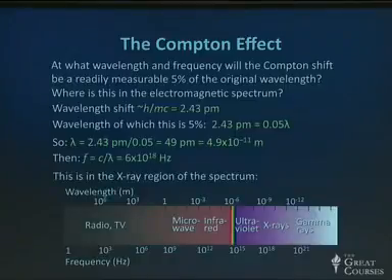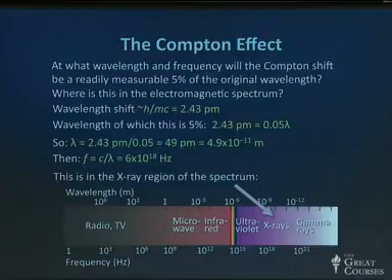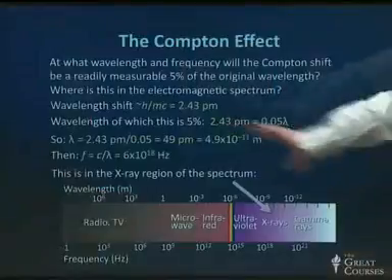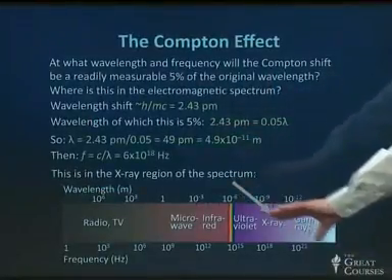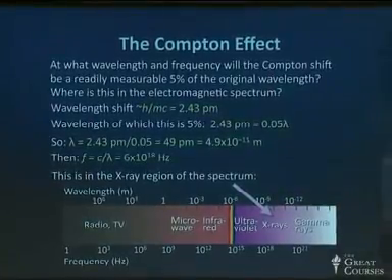And where is that? Well, here's our electromagnetic spectrum that we saw back in lecture 40. And if you look at where that lies, that frequency of 6 times 10 to the 18 hertz, or equivalently that wavelength of 49 picometers, it's well into the X-ray region. So you are not going to see the Compton effect with visible light. You might barely see it with ultraviolet, and you're not going to see it with radio and TV and microwaves and infrared. You're not going to see it with visible, but you will see it with X-rays and you will see it with gamma rays.